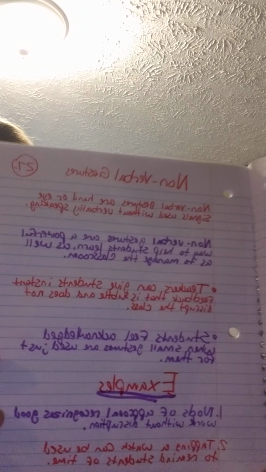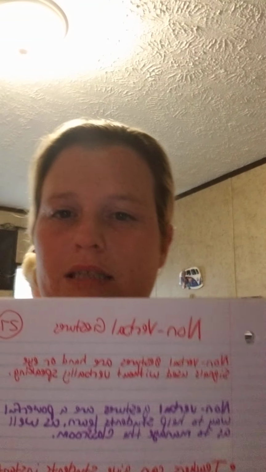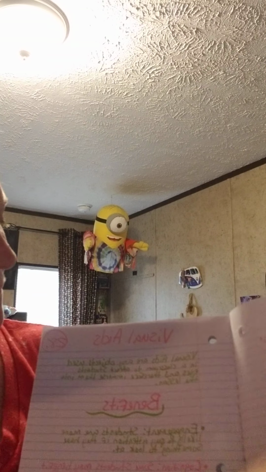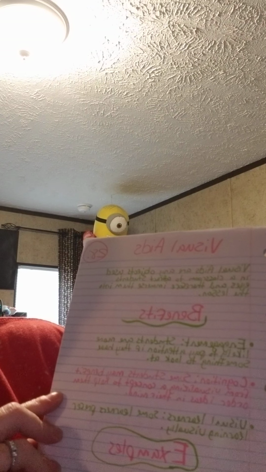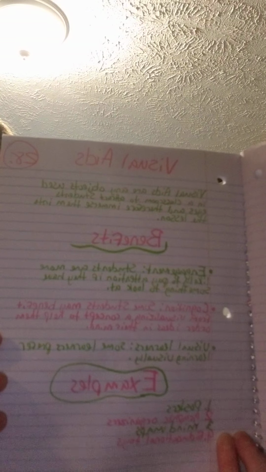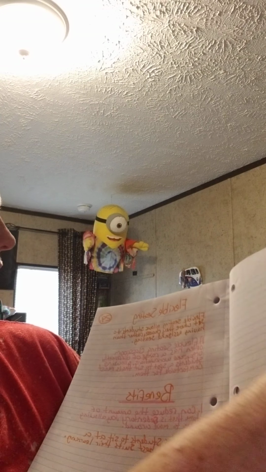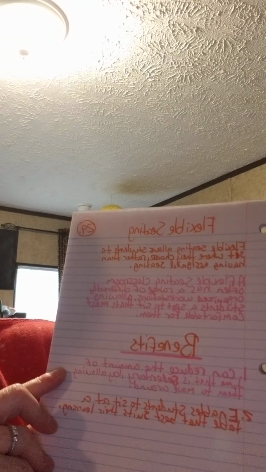Nonverbal gestures, using gestures in the classroom that are not verbal, like eye signals and hand signals, to tell a student good job, or to use eye signals to get onto a student if they're tapping their foot or singing or something, so you don't disrupt the class. Visual aids. Visual aids are any object used in the classroom to attract students' eyes and therefore immerse them into the lesson. Flexible seating. Flexible seating allows students to sit where they choose rather than having assigned seating. Let students move around some.